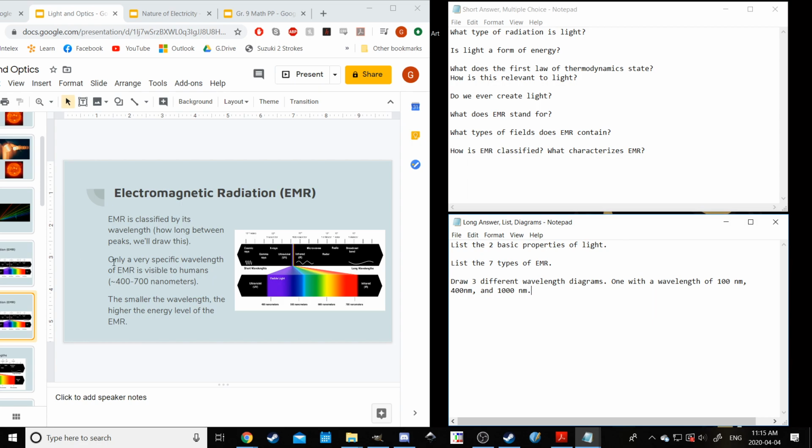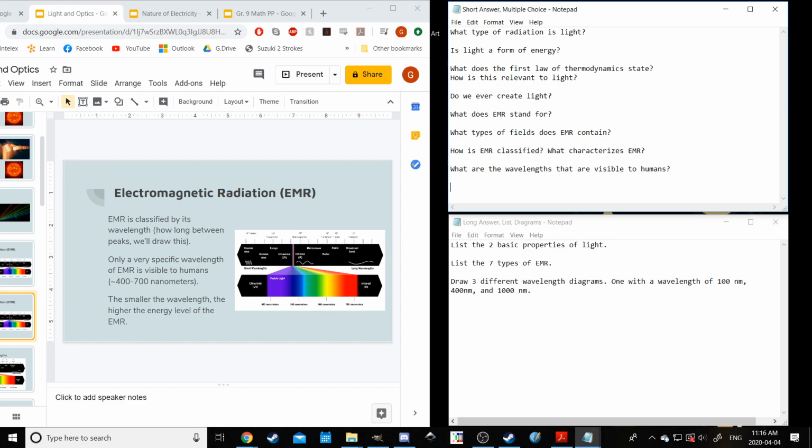So the next line is only a very specific wavelength of EMR is visible to humans, about 400 to 700 nanometers. That seems like an important fact to me, so I'm going to put down, what are the wavelengths that are visible to humans? Not what is. Glad I don't teach English.